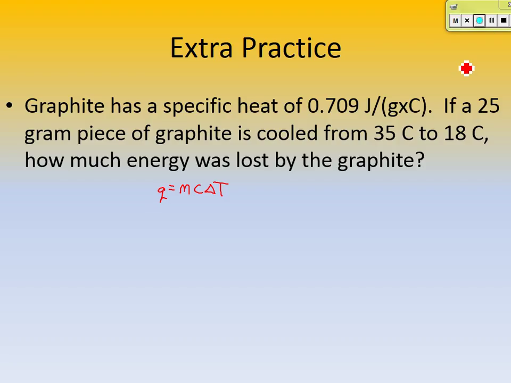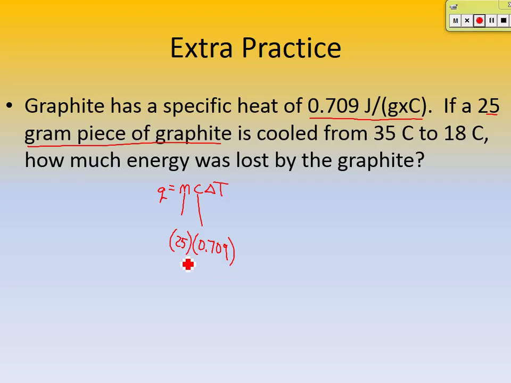Okay, let's see how you did. Hopefully, we're able to plug in our variables and solve for the answer very easily. Anyway, let's see. Graphite has a specific heat of 0.709. So that goes in for C. It says you have a 25-gram piece of graphite. So my grams go in for M, so 25 goes in right here.